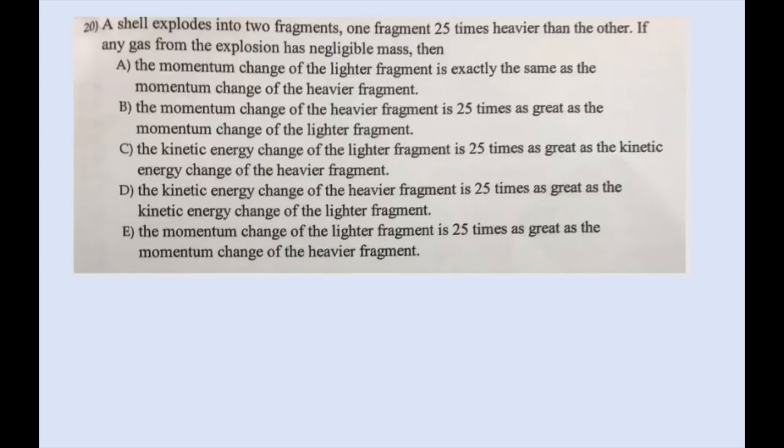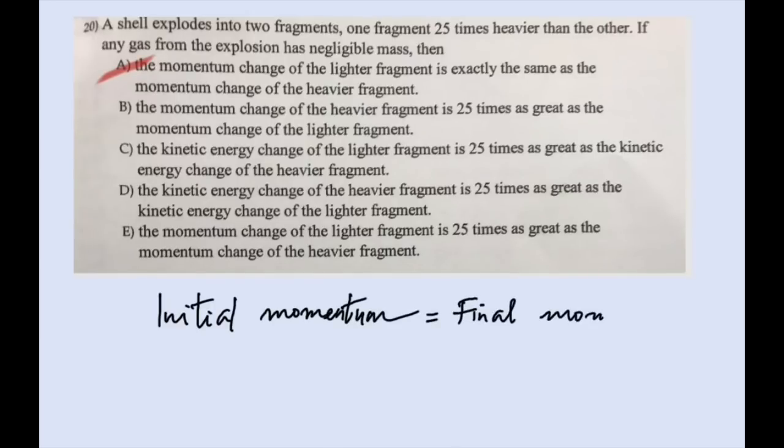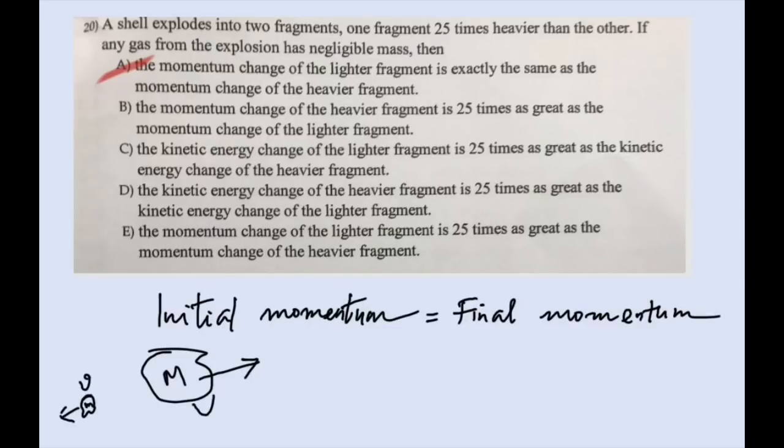Since the total initial momentum is 0, the total final momentum has got to be 0, which means both of them should have the same momentum. That's why it says the momentum change of the lighter fragment is exactly the same as the momentum change of the heavier fragment. Remember that these questions are just a pointer to how you should prepare for the exam and how deep your learning is supposed to be. So it's not just cramming certain formulas, but it is understanding the concepts.